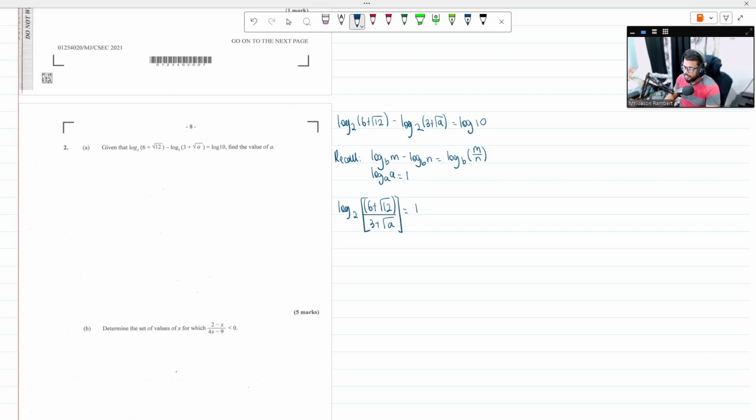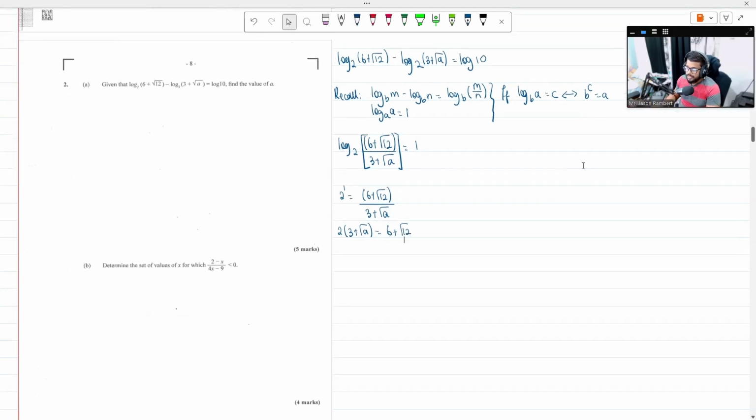Now, in my same recall line, I'm going to learn how to go from log to indices. If log of a to base b is equal to c, I can turn this into an indice: b to the power c is equal to a. I'm going to do that down here. 2 to the power 1 is equal to 6 plus root 12 over 3 plus root a. Cross multiply. 2 into 3 plus root a is equal to 6 plus root 12.